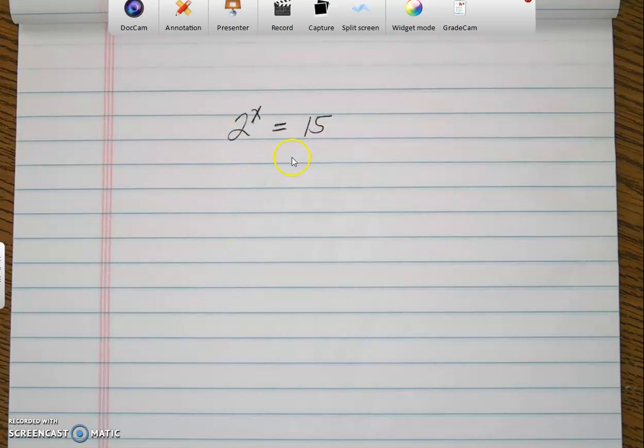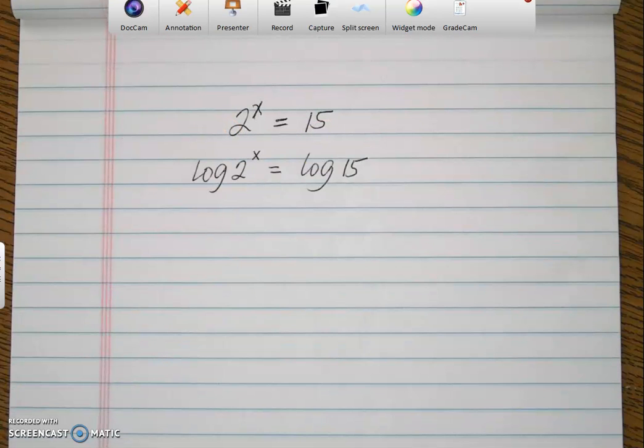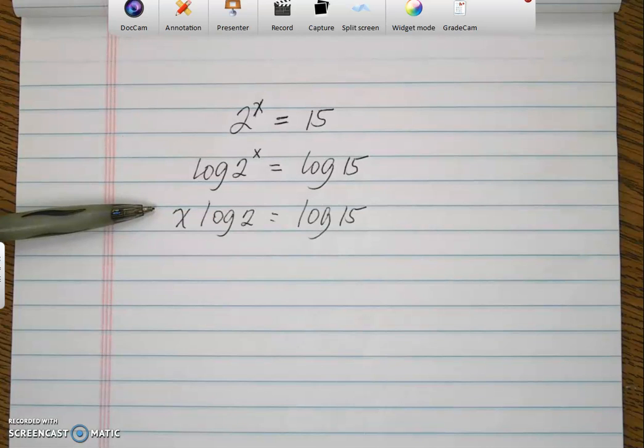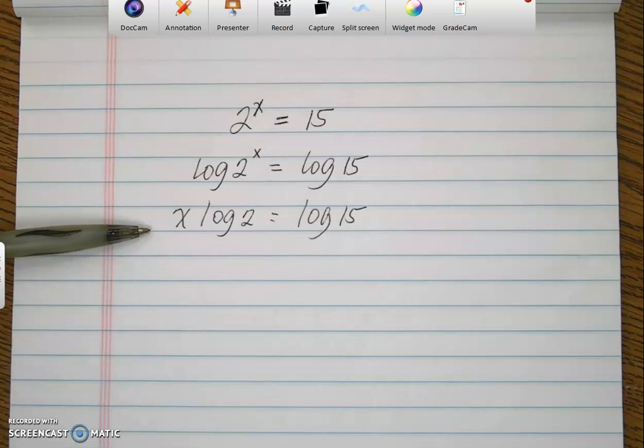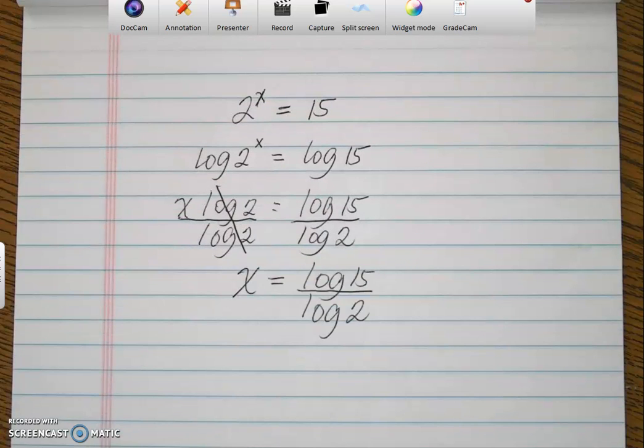Get the natural log of both sides, like this, and then use the power rule for the log, which means that this power will go to the other side. Well, not to the other side, but to the front of this log right here, like this. And then we will have to solve for the x by dividing both sides by log 2. Whatever you do on the left, you do on the right. So our answer is x is equal to log 15 over log 2.